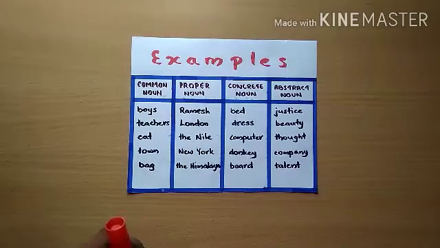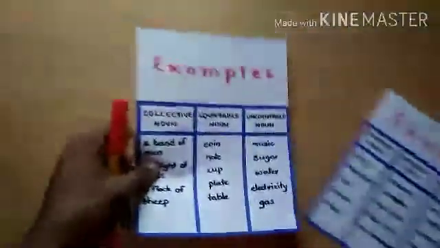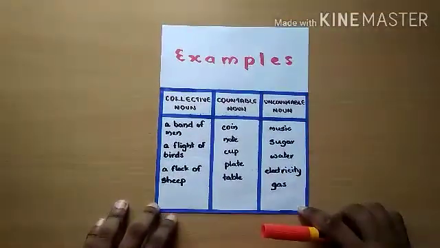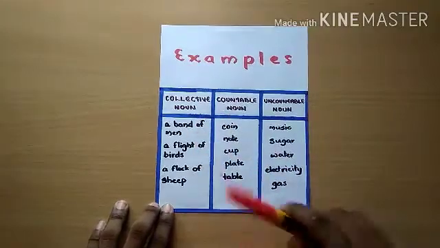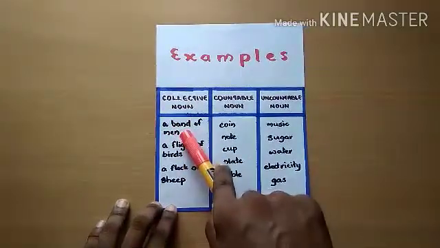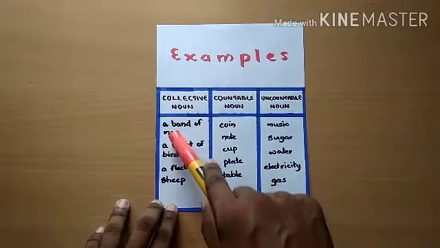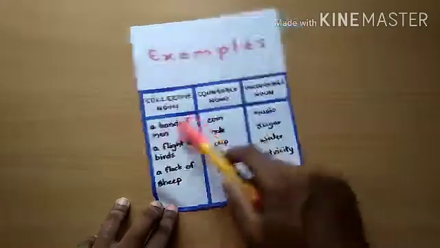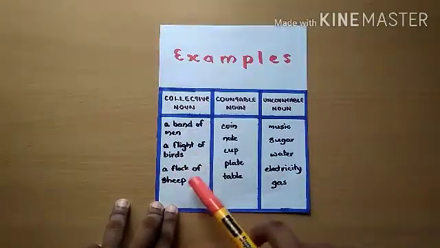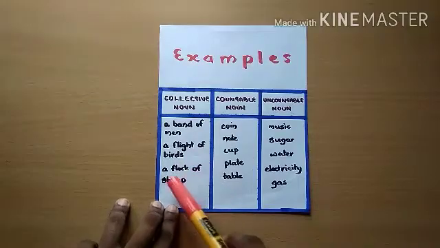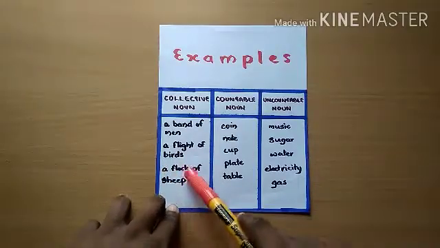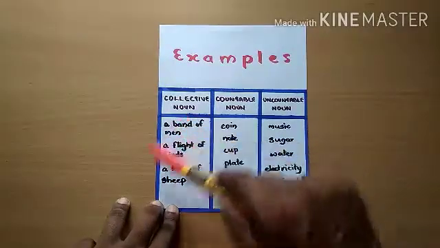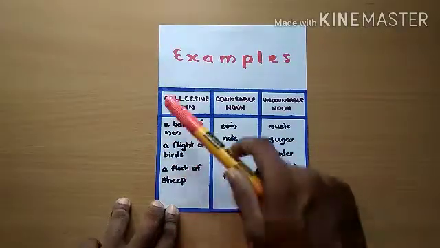Then we have something called collective nouns. Okay, collective noun means a group of people or things. We call them a collective noun, like a band of men. Okay, a group of men is called a band of men. Then a flight of birds, a group of birds is considered a flight of birds. Then a flock of sheep means a group of sheep is called a flock of sheep. A group is given a collective name, that is known as a collective noun.